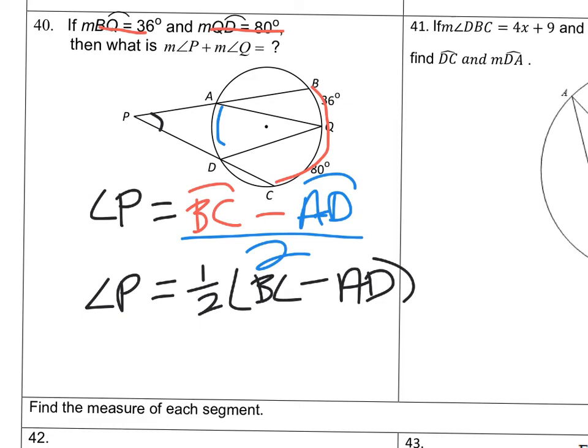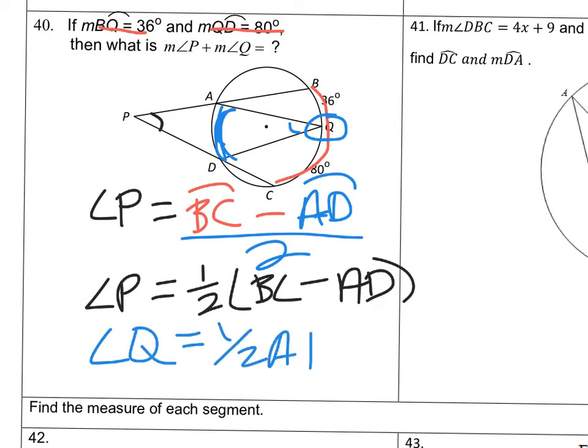Now, if I'm looking at my angle Q, which is over here, it goes with the arc AD. Angle Q would be half the measure of that arc AD. So the problem here is asking us, what is the measure of angle P and Q?